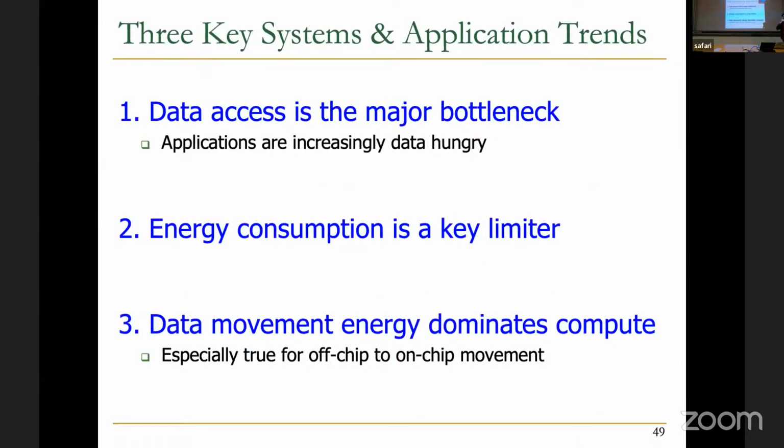So, three key systems and application trends. First of all, data access is the major bottleneck, and applications are increasingly data hungry. Second, energy consumption is a key limiter. And third, data movement energy dominates compute. And this is especially true for off-chip to on-chip movement. I mean, also inside the chips there is a lot of data movement, right? But because it's on chip, it's usually less expensive than going off-chip.